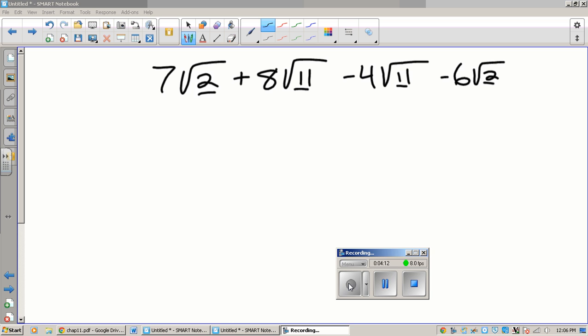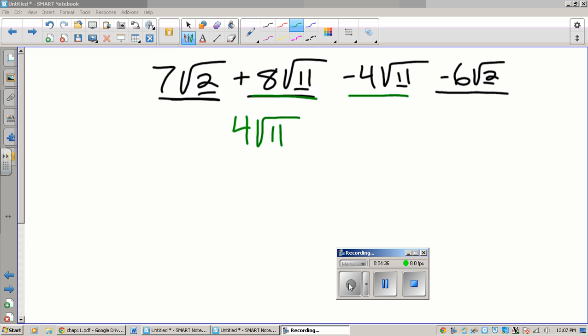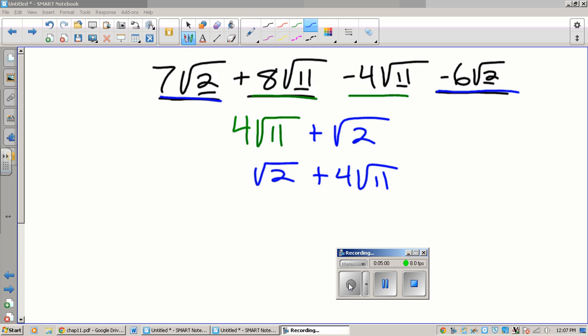But we can't combine 7 radical 2 with 8 radical 11. We just can't do that. What we can do is combine 7 radical 2 with negative 6 radical 2, and we can combine 8 radical 11 with negative 4 radical 11. 8 minus 4 is 4, so that's 4 radical 11. And 7 radical 2 minus 6 radical 2 is positive 1 radical 2, but you just write it as radical 2. And that is your answer. You could write it like this also. It's the same thing. Excellent.